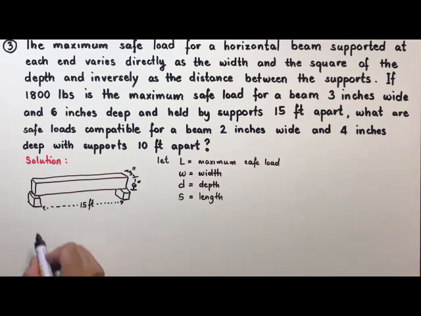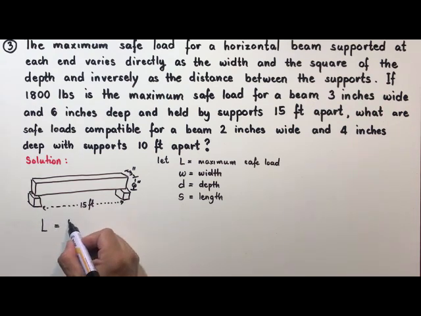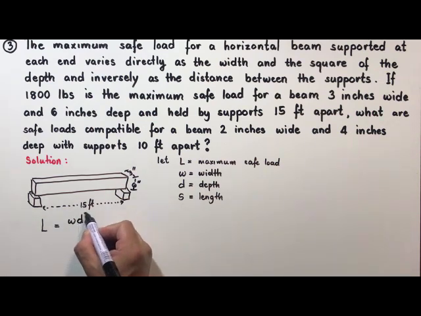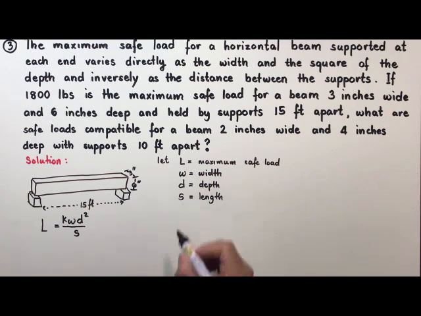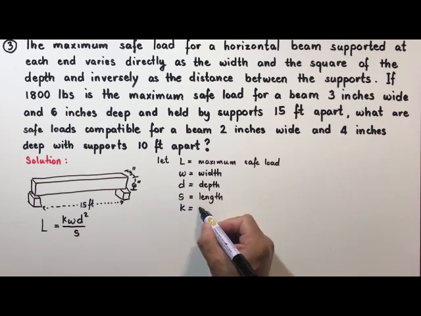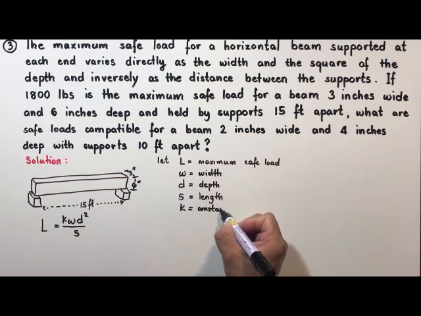And according to the problem, the maximum safe load varies directly as the width of the beam and the square of the depth, and inversely to the distance between the two supports. And of course, there is what we call the constant of proportionality, K. And I know that you learned this one from your junior high, that in a variation, there is what we call the constant of proportionality. So let K be the constant of proportionality.